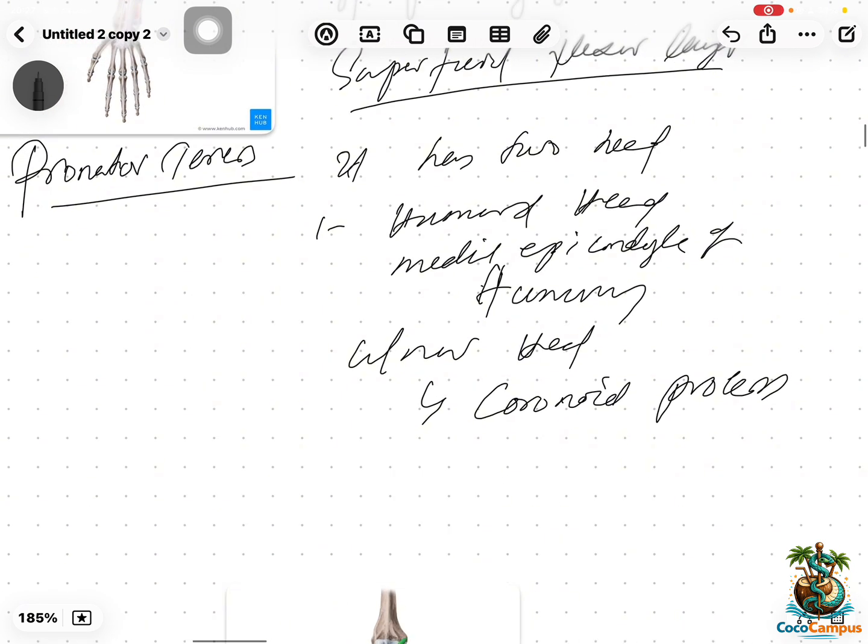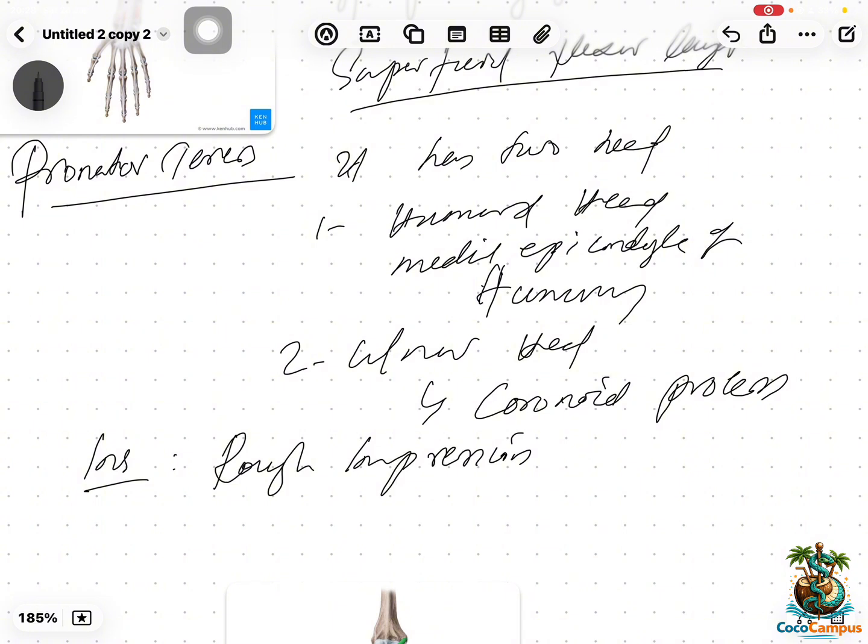Now let us look at the insertion. The insertion is a rough impression of the middle third of the lateral surface of the radius. Once again, insertion is at the middle third of the lateral surface of the radius.